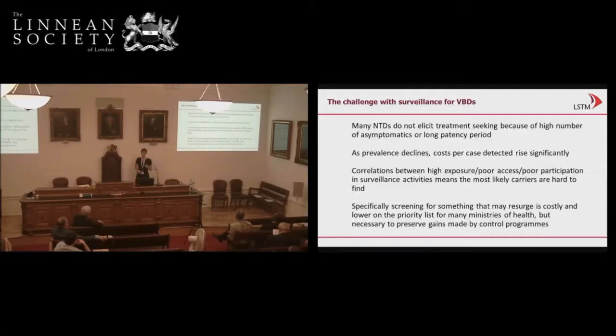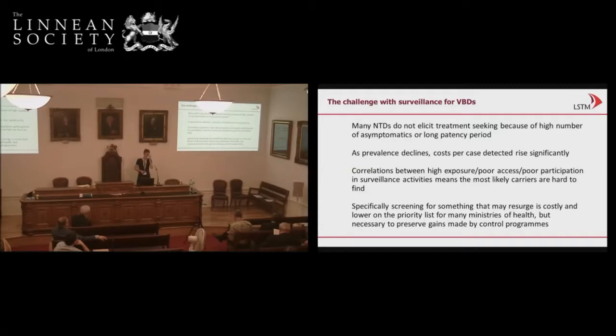So, some of the challenges with surveillance of vector-borne diseases. Well, with neglected tropical diseases, many of these don't elicit treatment seeking right after infection. There may be a lot of asymptomatic individuals, or there may be a very long period from the time the infection is picked up to when there's morbidity associated with that infection. All the while, transmission has been going on in that community. And as I said, by definition, as you reduce your prevalence, it becomes very difficult to detect any remaining cases, and the cost per case detected rises significantly.